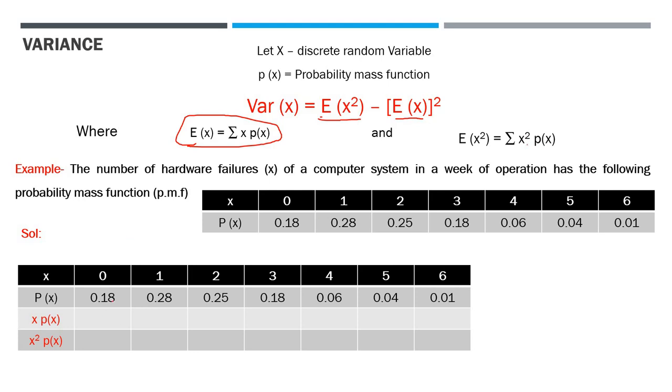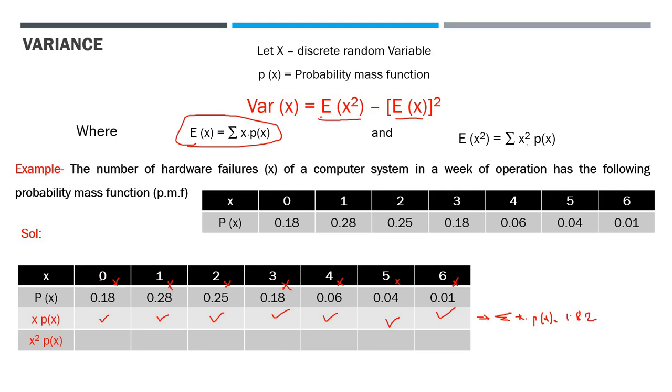Okay, the table is given here and we have to find the variance. We will first calculate E(x), that is the multiplication of x and the probability of x. So 0 multiplied by 0.18 will come here. 1 multiplied by 0.28, 2 multiplied by 0.25, 3 multiplied by 0.18, 4 multiplied by 0.06, 5 multiplied by 0.04, 6 multiplied by 0.01. We take the summation of these values. So the summation of x p(x) comes out to be 1.82.